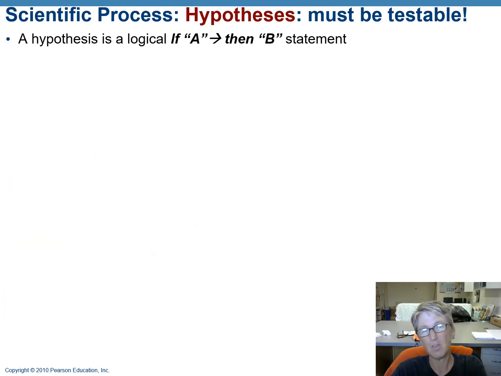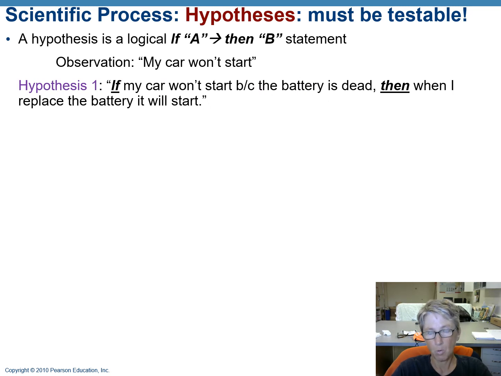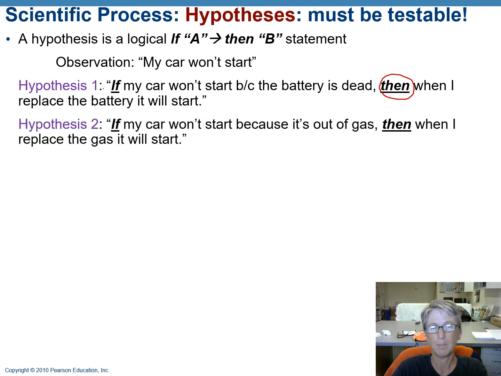So, like I said, I like my hypothesis in a logical if A then B statement. So let's do a simple scientific process. Observation: my car won't start. Hypothesis 1: if my car won't start because the battery is dead, then when I replace the battery, it will start. That's a great hypothesis. You can test that, no problem. Just put a new battery in. Hypothesis 2: if my car won't start because it's out of gas, then when I put gas in it, it's going to start. Great hypothesis.